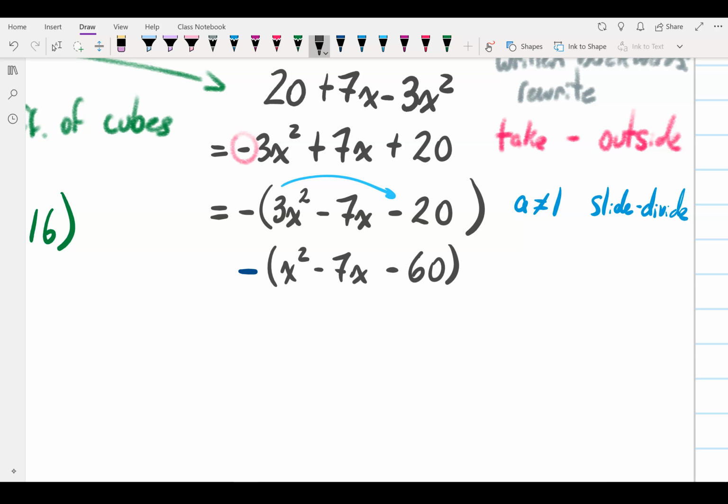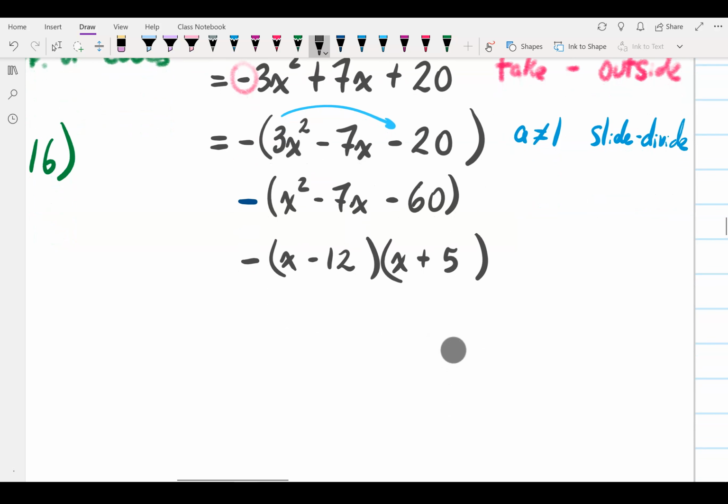Gives us this. Take some time, figure out what the factors are going to be. Two numbers that multiply to make -60 and add to make -7 are -12 and 5. Pause the video and check that yourself if you're afraid that you won't be able to get that. Okay. Now, in order to do full slide divide, I need to divide by the number that I slid with in the beginning, which is 3.